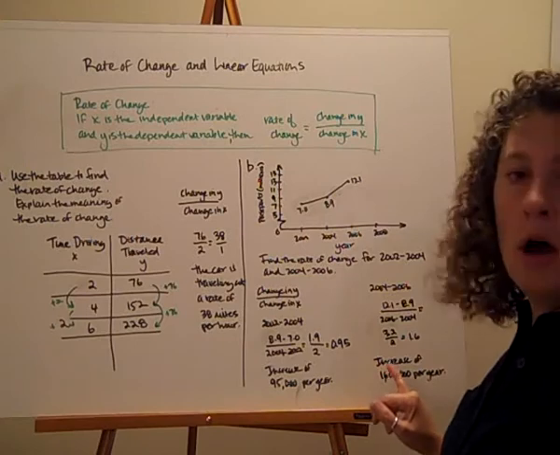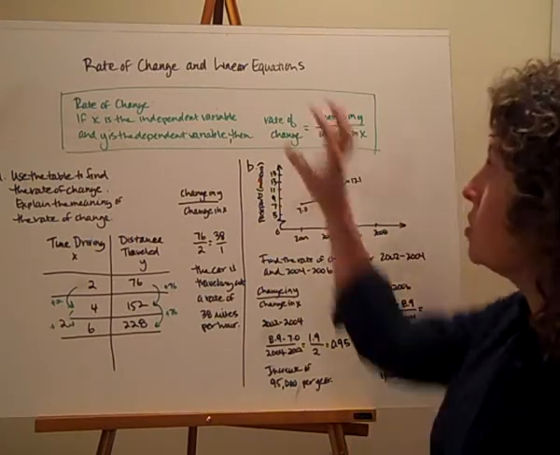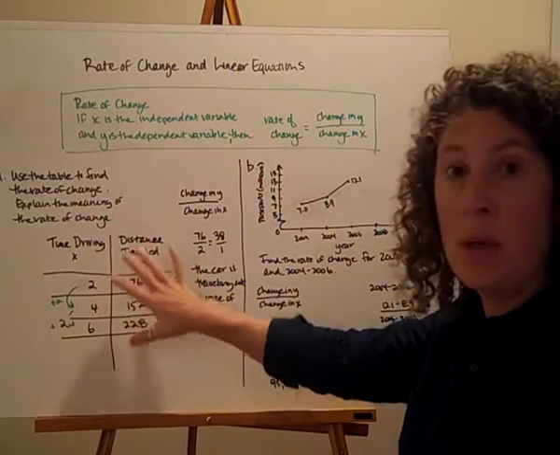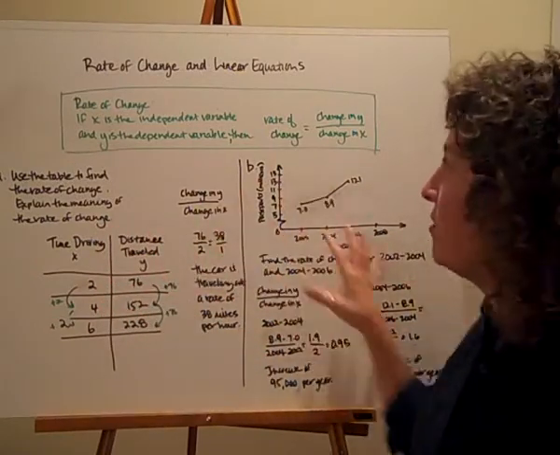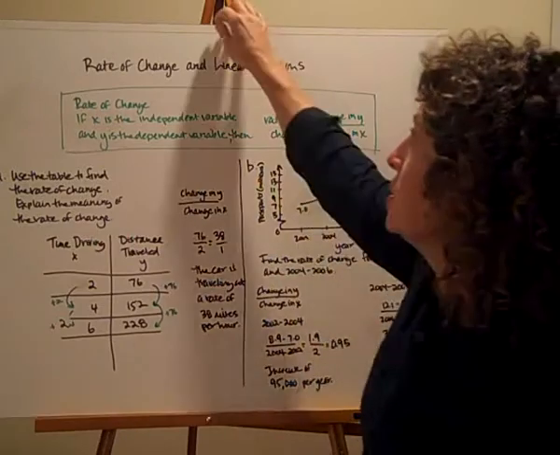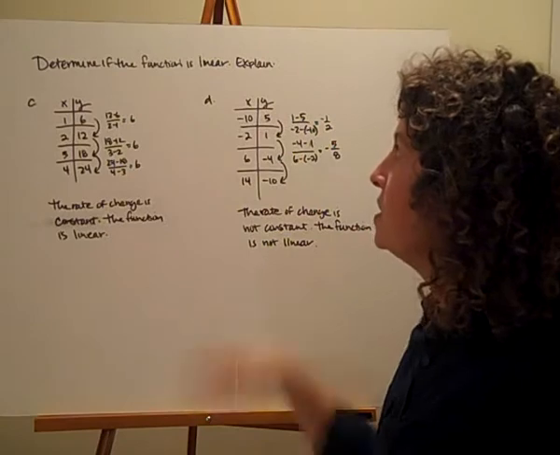There's an increase of 1,600,000 passports per year. So talking about our rate of change as far as a table real-world situation and as far as a graph real-world situation, we can find rate of change in either of those situations. Now let's take a look at deciding if these functions are linear.